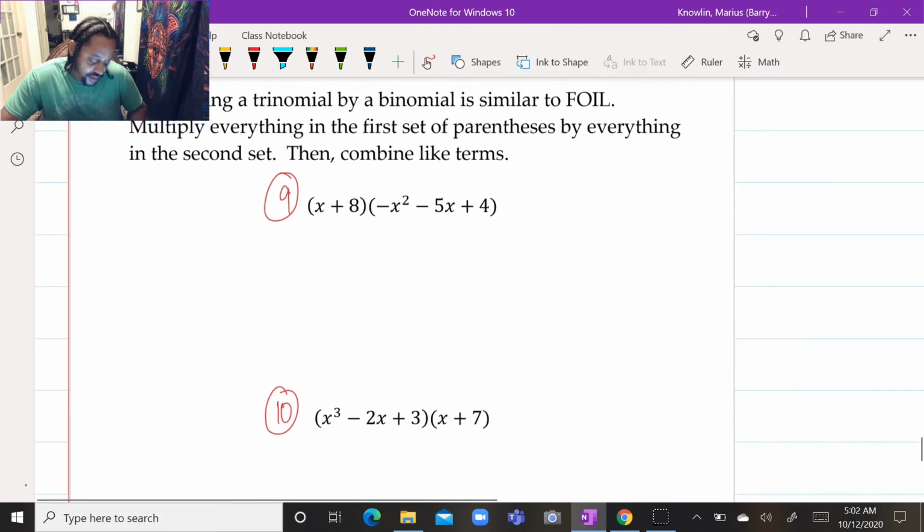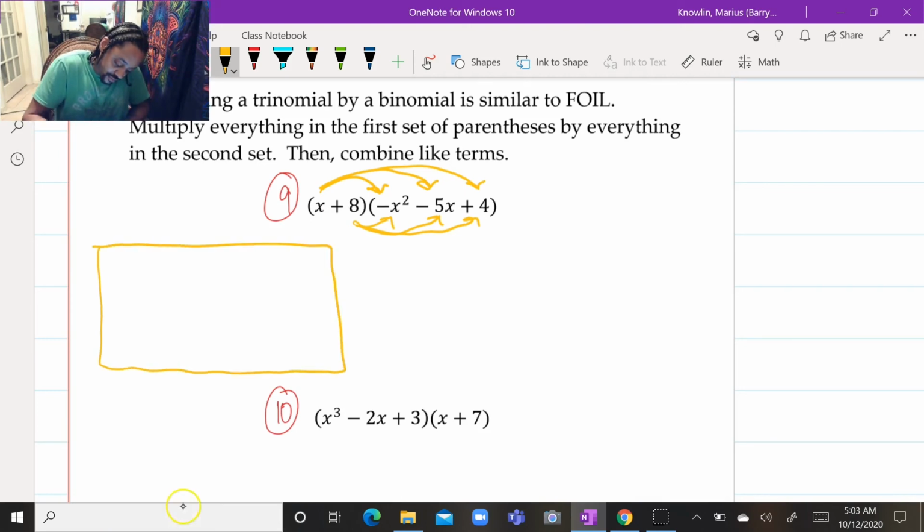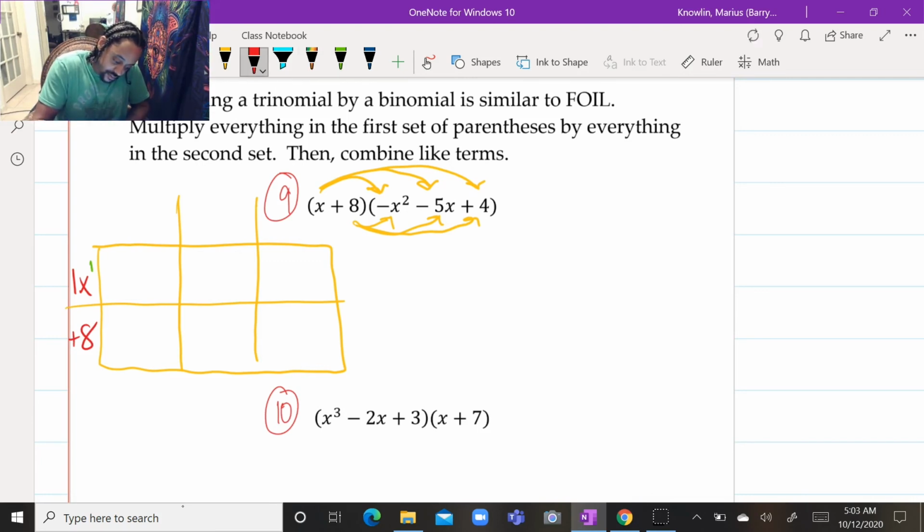Alright, so now we're going to take a look at what happens when we take a binomial times a trinomial, or something more expansive, you know, polynomials. So really we're going to have a 2 by 3, because each term in the first group, which is only 2 of them, is going to get multiplied times each term in the second group, which is 3. So we're going to have a 2 by 3. There's our 3, and here's our 2. So our 2 are 1x to the first power and a positive 8. And then we have a negative 1x squared. We have a negative 5x to the first power, and we have a positive 4.